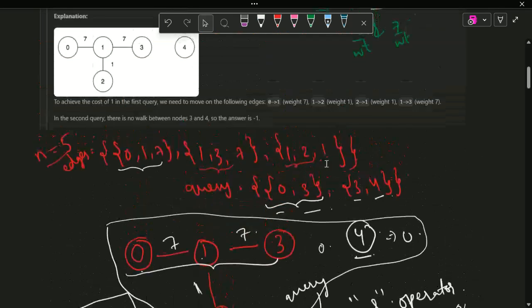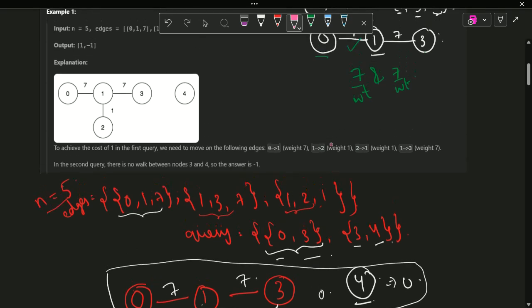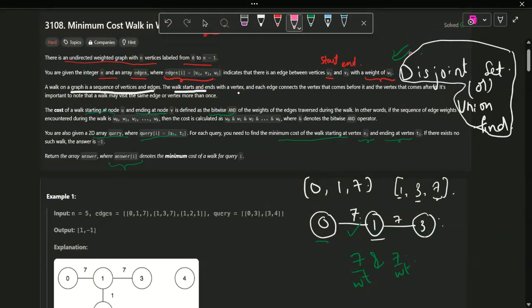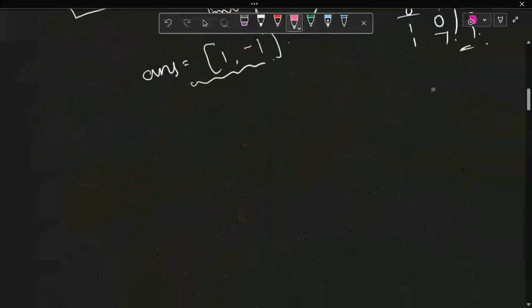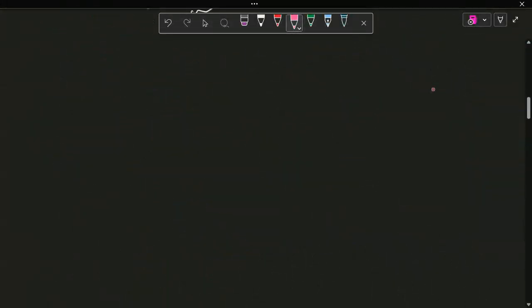Now, how is this disjoint set useful? Let us see what a disjoint set is. Disjoint set is used to make the union and find of the components.